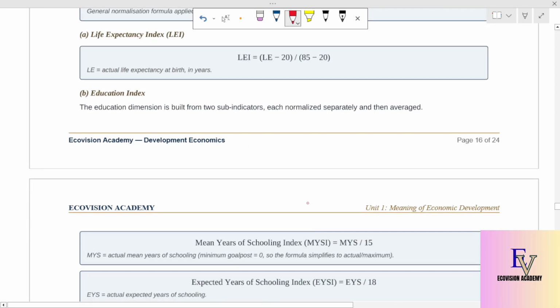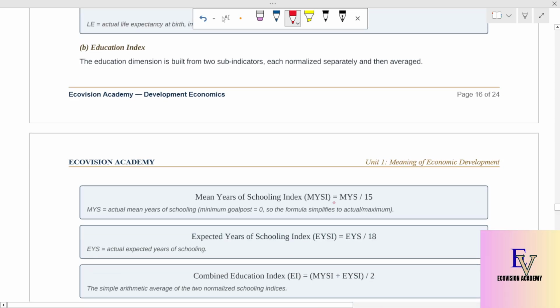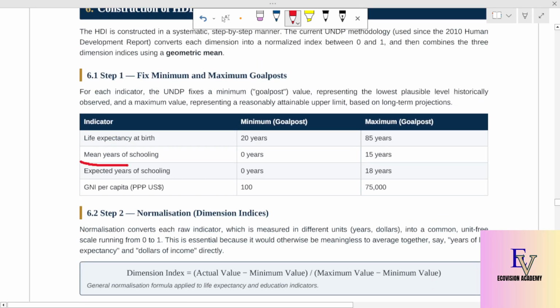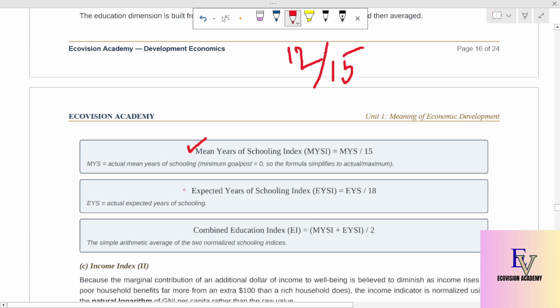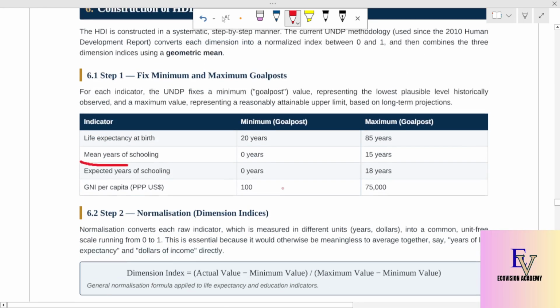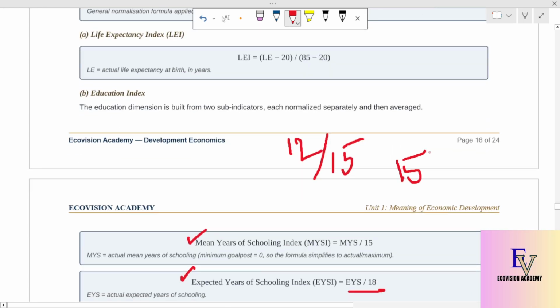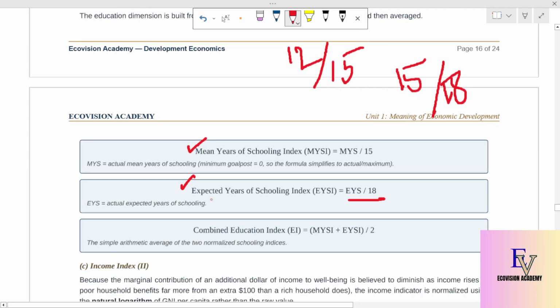Now coming to the educational index, for the mean years of schooling, it is being divided by 15. Suppose the mean years of schooling is 12. So if I just divide it by 15, I will get the mean years of schooling index. Fine. And for the expected years of schooling, it is being divided by 18. Suppose my expected years of schooling is 15. So I will just divide it by 18 and I will get the expected years of schooling index. Fine. And these two are basically educational indices.